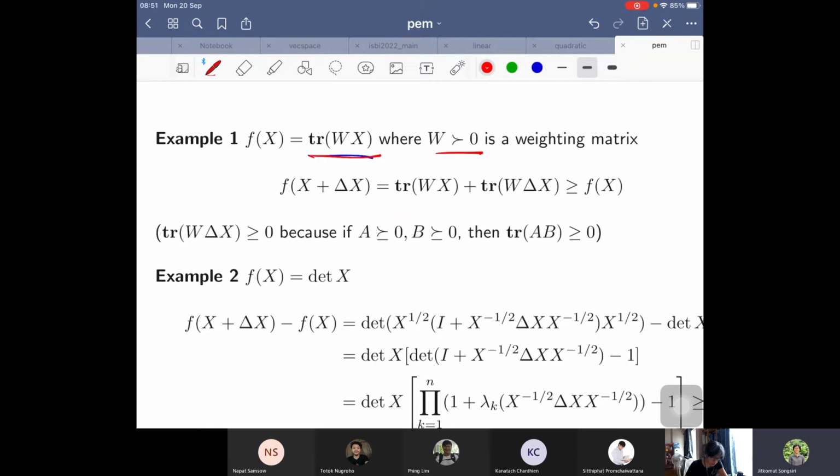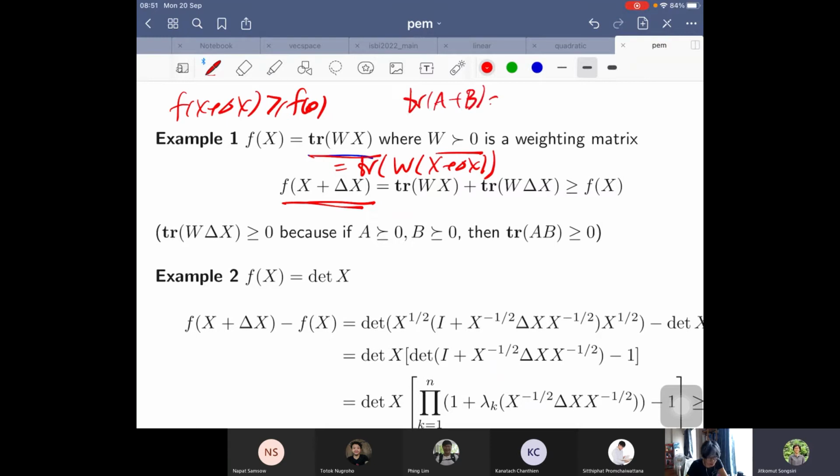This trace function fulfills the increasing property of f. So what I'm doing now is verifying that f of x plus delta x is bigger than f of x. Of course, I'm just going to start with the definition. f of x plus delta x is going to be the trace of W times (x plus delta x), and the trace function has a linear property.